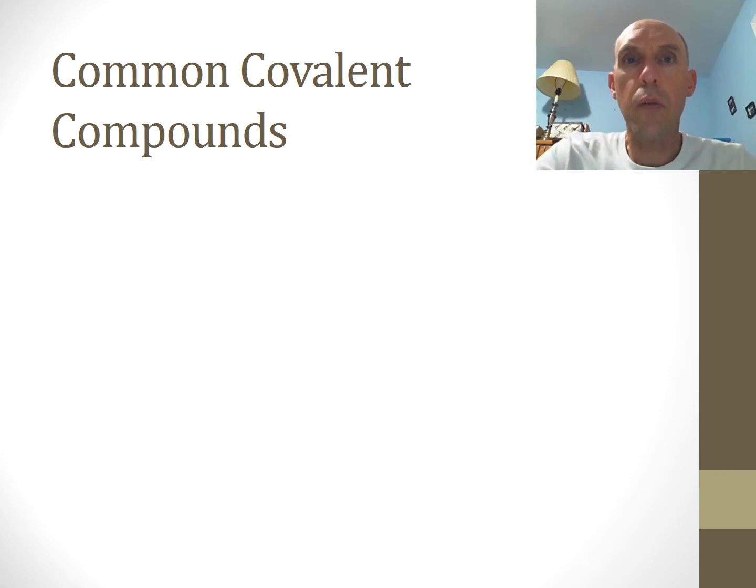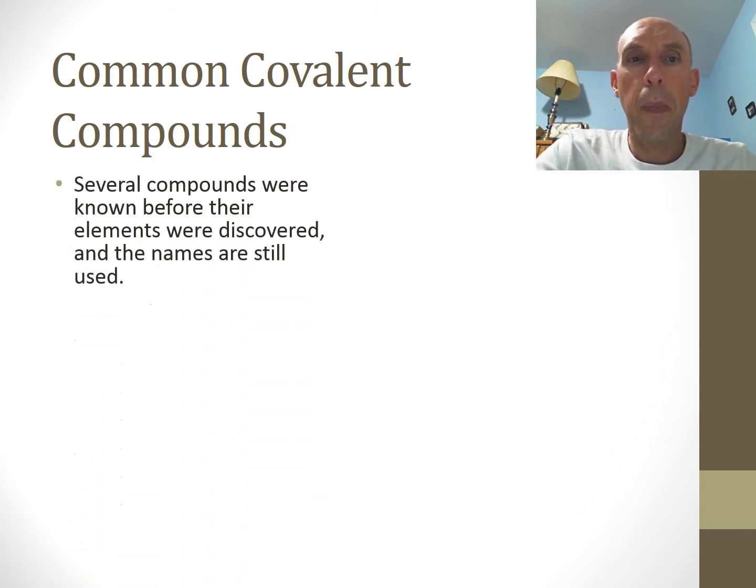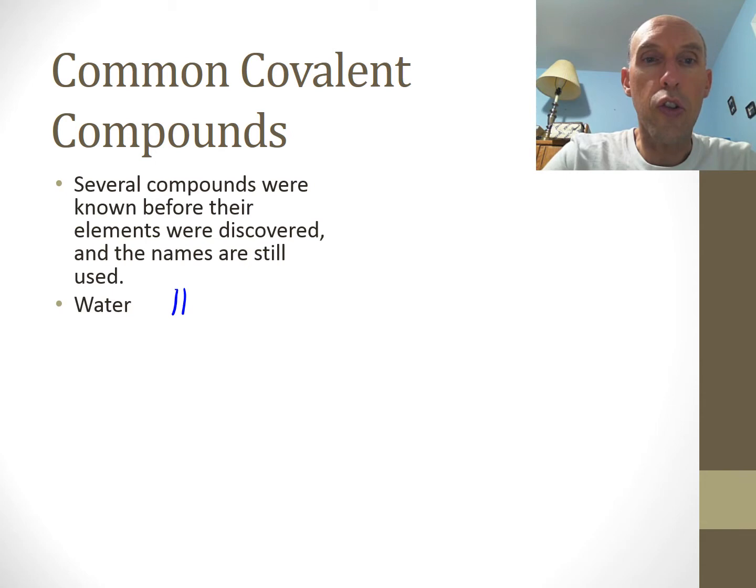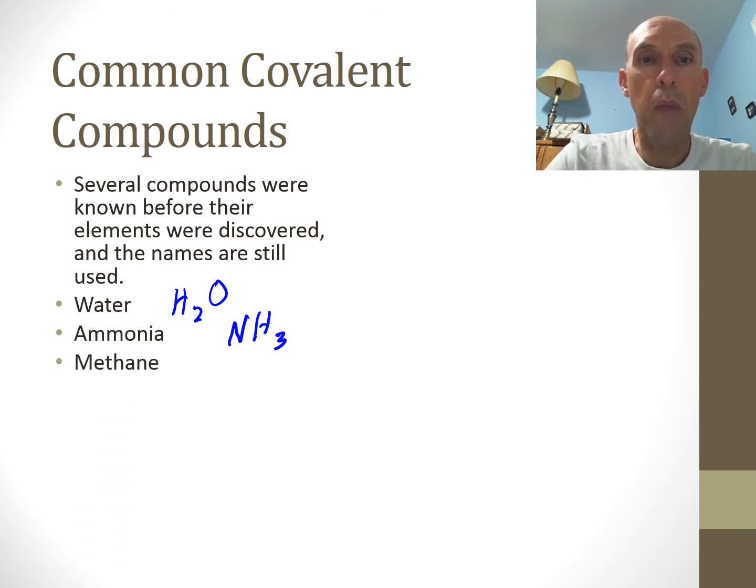All right, so let's have a look at some common covalent compounds so we can work on names and symbols for them. Several compounds were known long before we knew what their elements were, and so we still use those common names. Water, all of you already know, is H2O. Ammonia is NH3. Methane, CH4.